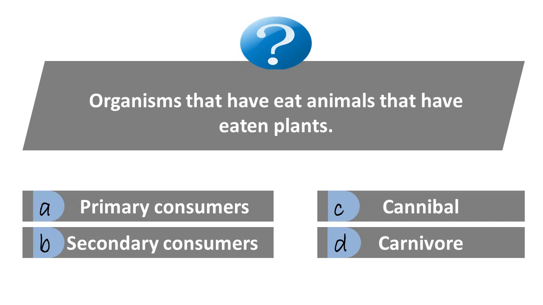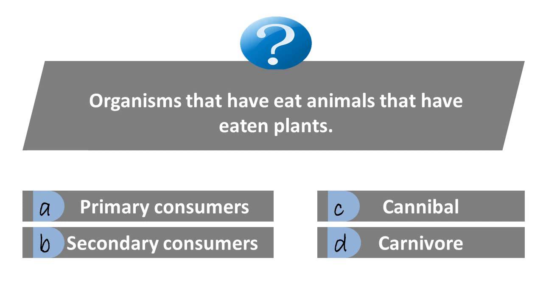Next, organisms that eat animals that have eaten plants. A. Primary consumers. B. Secondary consumers. C. Cannibal. D. Carnivore.